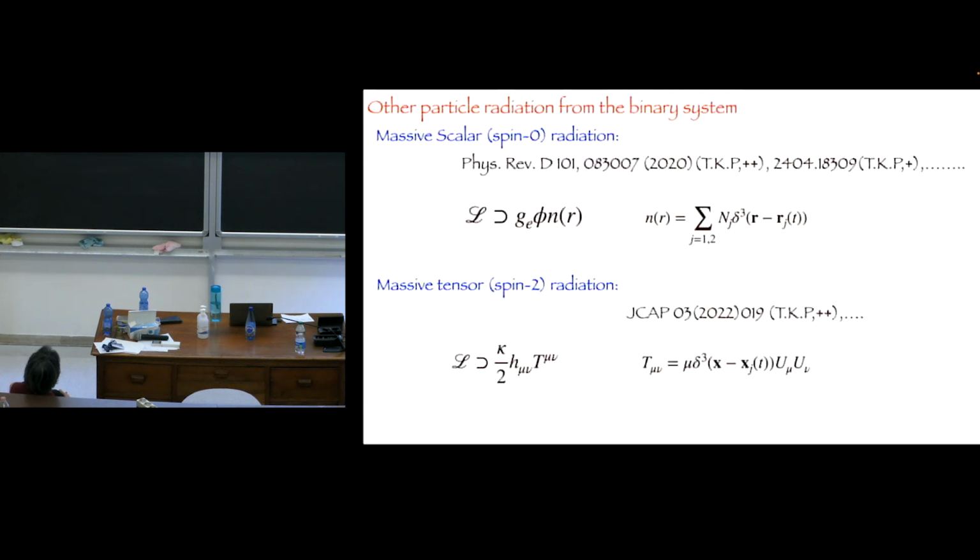The similar principle can also be used for the radiation of scalar or tensor particles, where you just have to change the Lagrangian and follow the same procedure. So this is for the scalar if phi is coupled with the total number density, and for the massive tensor it is h mu nu T mu nu, and you have to follow the same things.